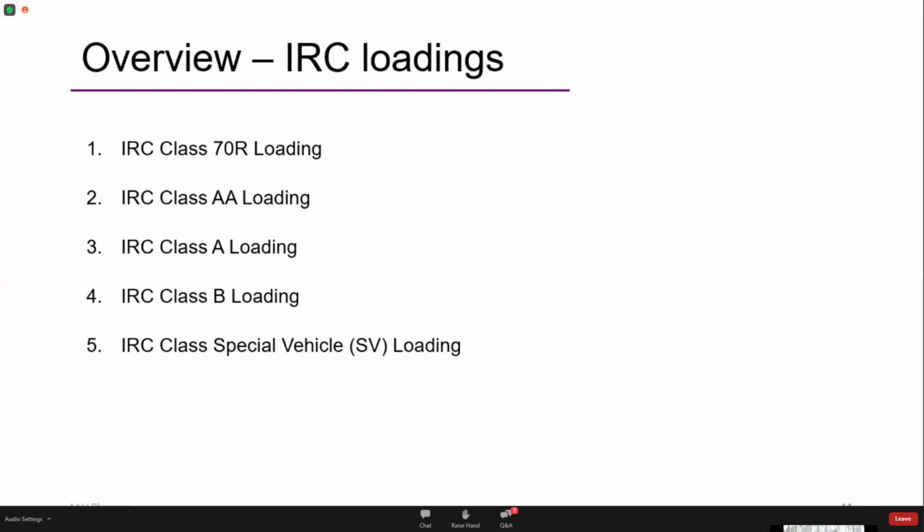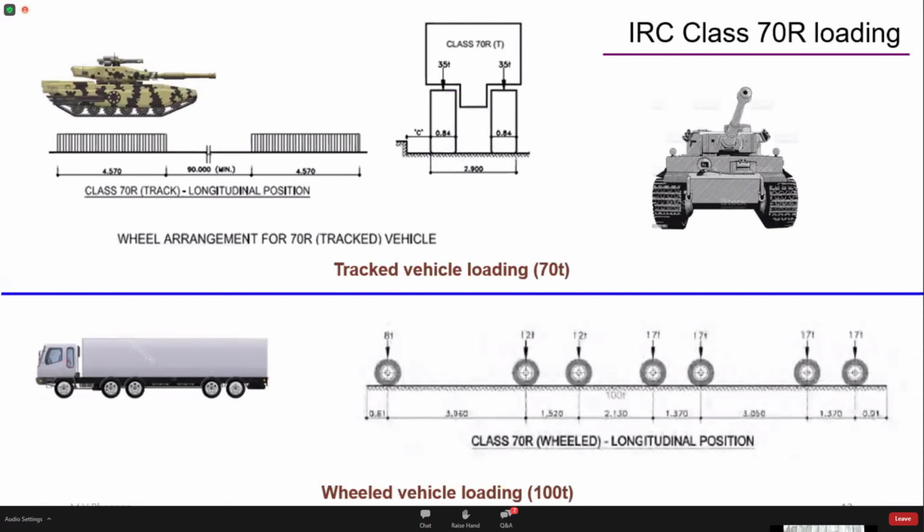The loading depends on the type of the bridge, the design load that the bridge has to resist. Based on that, one of these loading combinations is selected. So let's quickly see what these loadings are. The first loading is the IRC class 70R loading. This loading is prescribed in the form of tracked vehicle loading and wheeled vehicle loading.